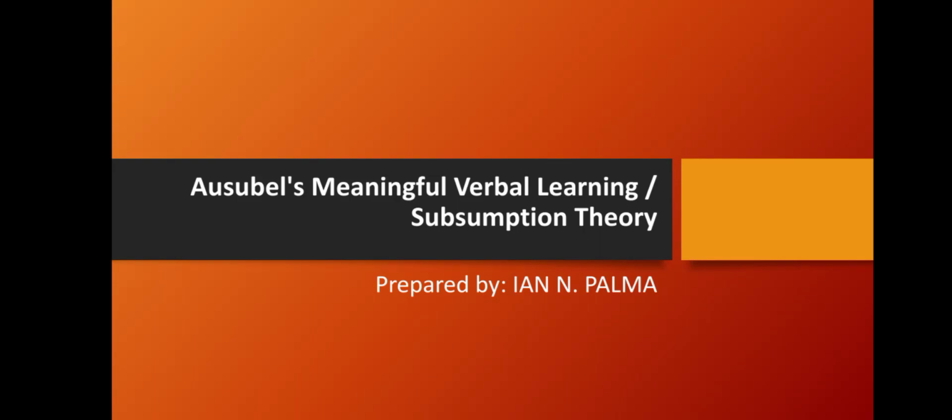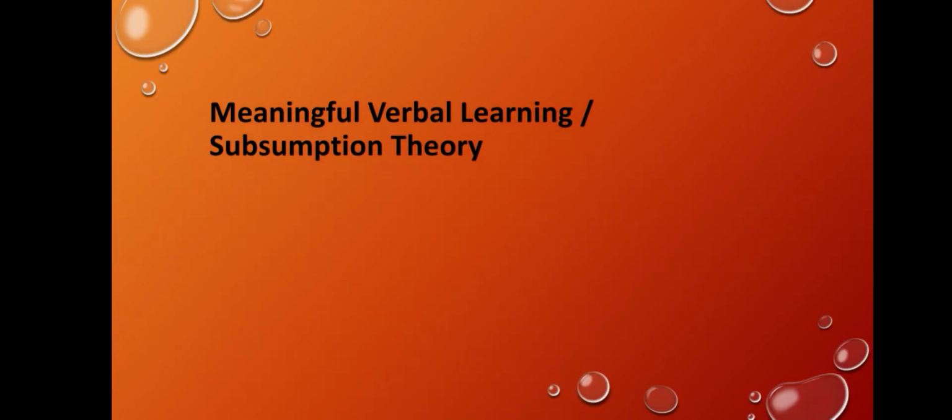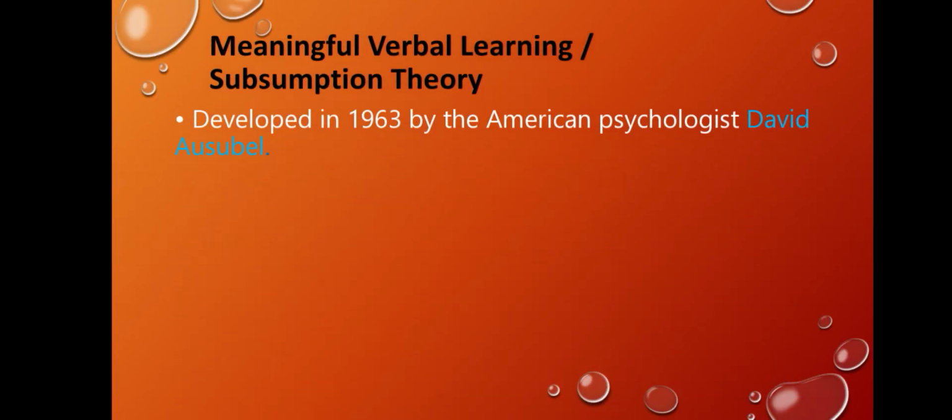Ausubel's meaningful verbal learning or the subsumption theory. The subsumption learning theory was developed in 1963 by the American psychologist David Ausubel. The main theme of this theory is that new information is more meaningful if it can be related to what is already known. A learner absorbs new information sa pamamagitan ng pag-relate ng kung ano ang alam na niya.